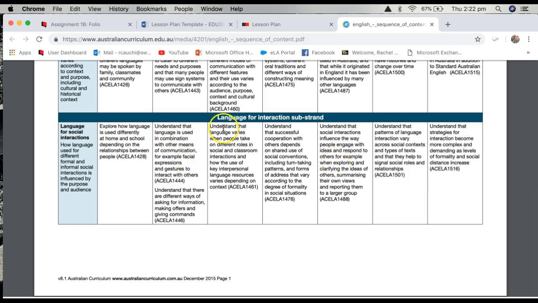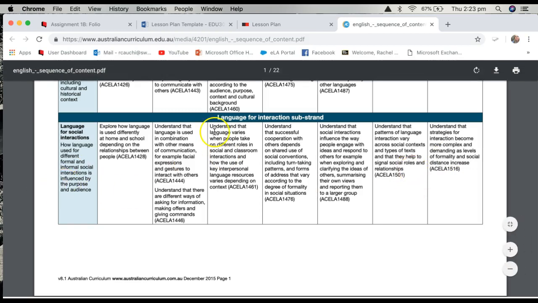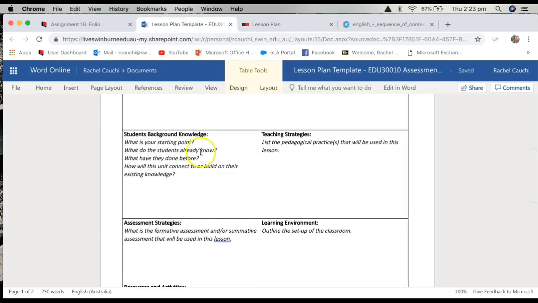In the early years, it talks more about understanding relationships between people and then understanding facial gestures, moves on to talk about social classroom elements, moves on to talking about things in, say, grade 4 and grade 5 about social interactions and understanding, having the sense to be able to sort of summarize your own point of view, reporting to larger groups, and it's really building on that element of discussion. So look at what your students will already know.